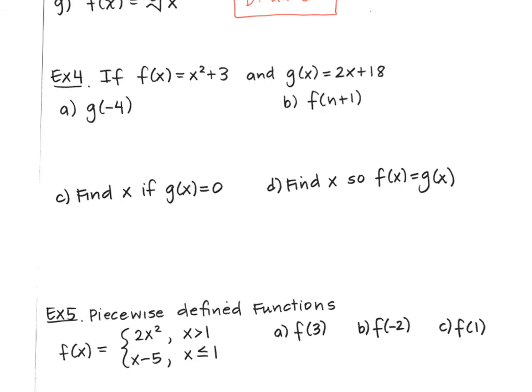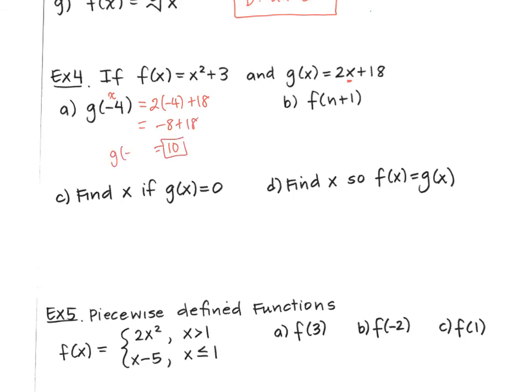Okay, now we're going to review function notation. So for example 4, it says if f of x equals x squared plus 3 and g of x equals 2x plus 18. For the first one, what is g of -4? And if you recall, this just means this is your x value. So in the g function, plug -4 in where you see x. So 2 times -4 plus 18, and then evaluate. So -8 plus 18 is 10.